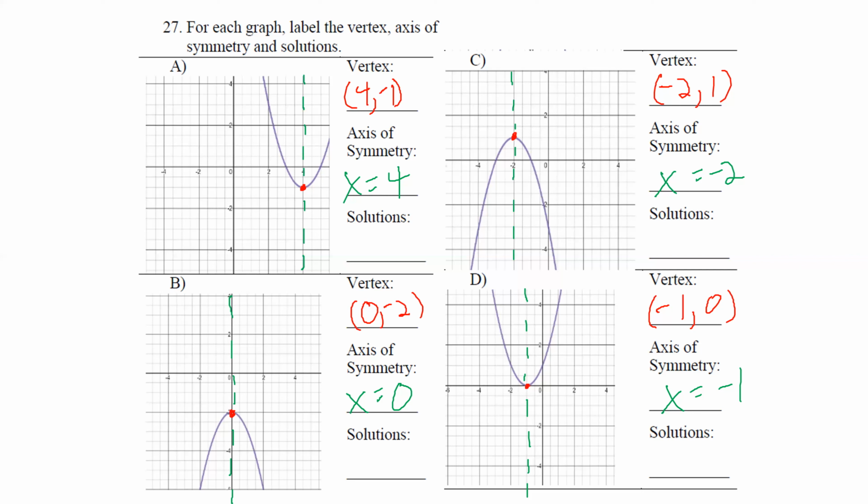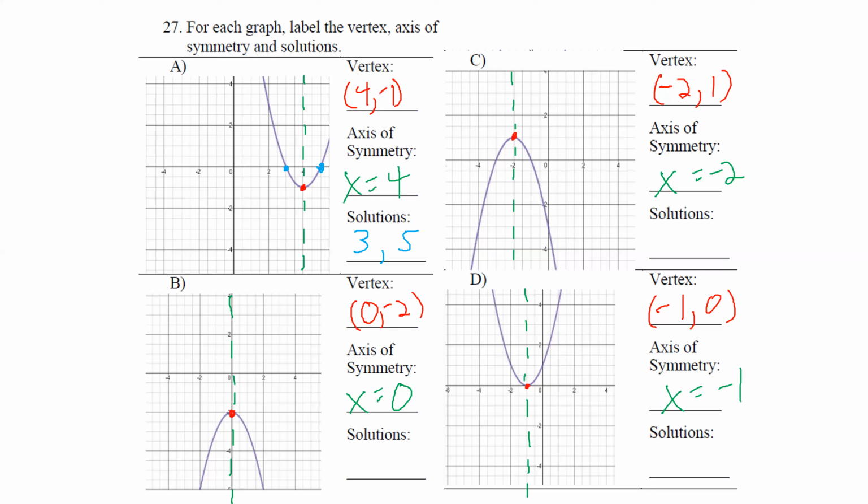Solutions. All right, solutions are going to be wherever it crosses our x-axis. So on the first graph, it's going to be these 2 points right here and right here. This first point is at 3, 0. So for solutions, I can just write that it's 3. The second value is at 5. Again, we just need the x coordinate from those points. So we have one at 3 and one at 5.